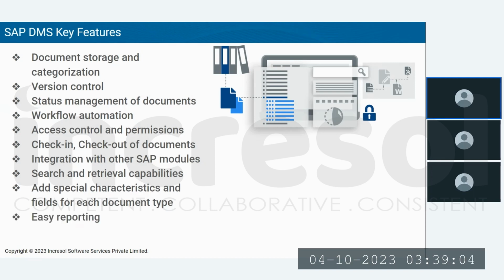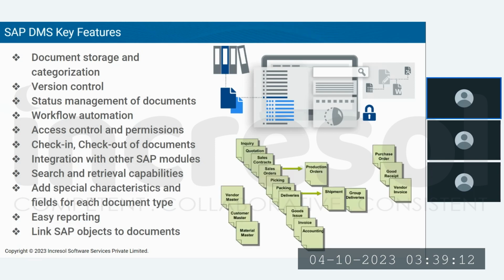Easy reporting. There are various reports provided by SAP for DMS. You can utilize them for bulk access of the documents, to view them, or access them. And you can link these documents to SAP standard objects. Like you can see here, it's either master data like customer master, vendor master, or the material master, or it can be transactional data like inquiry, quotation, sales contracts, and so on.